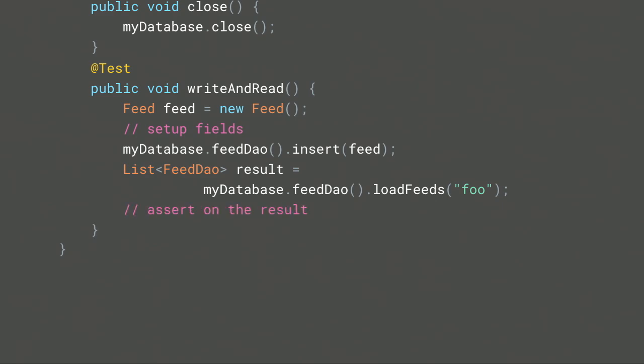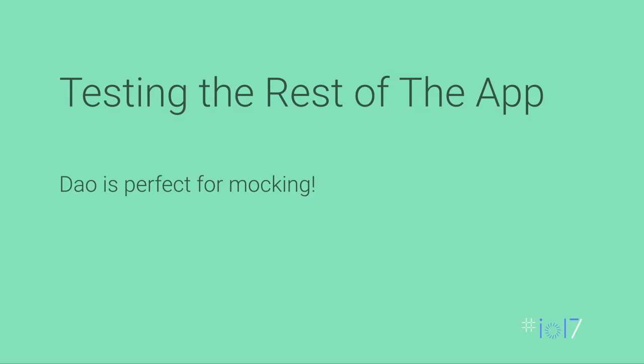But the way Room is designed actually helps with the overall application testing. Do you remember we talked about those DAO classes we generate? Because you defined how you access the database as an interface, which has nothing to do with SQL, you can very, very easily mock it.